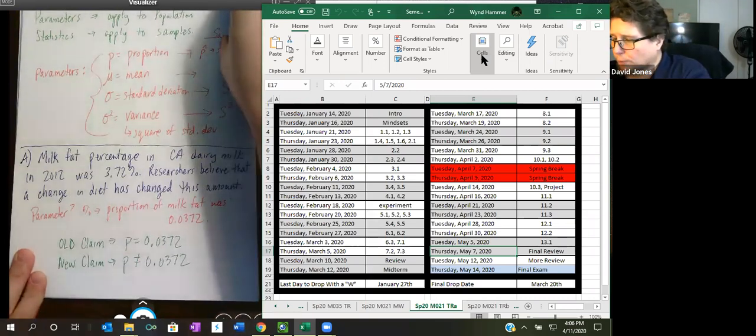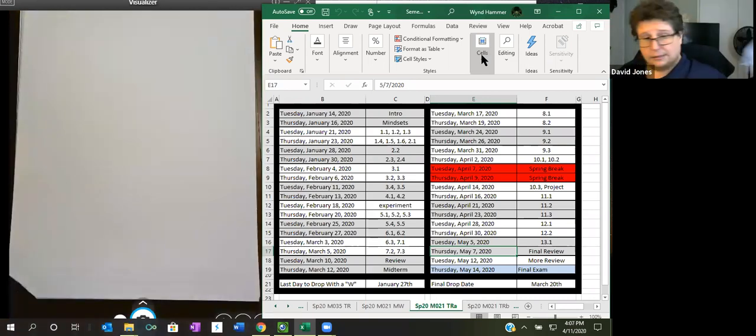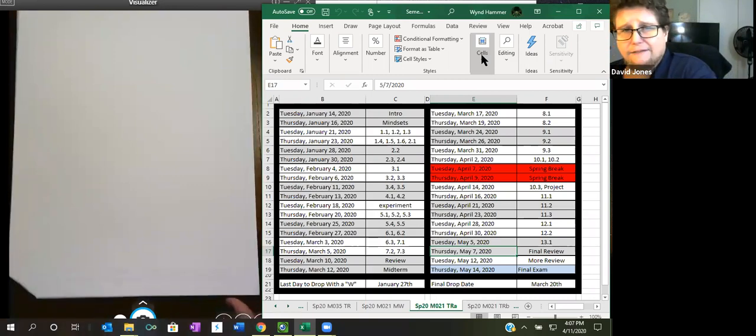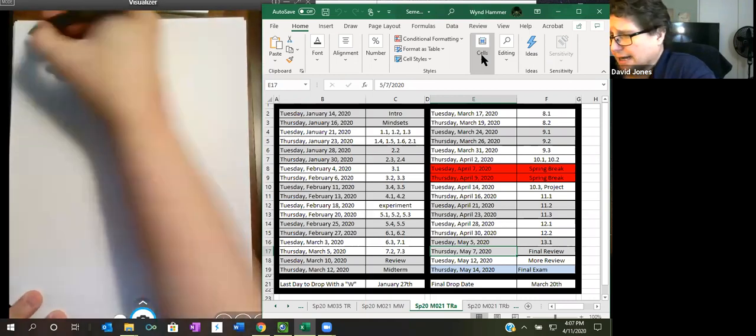Category A was proportion, milk fat percentage. This was true. I pulled it from the ag reports. We do a lot of ag in Tulare and Visalia, and it seemed appropriate for our school. Other stuff we do in Tulare in agriculture, we have farming and stuff like that. So let's look at category B.